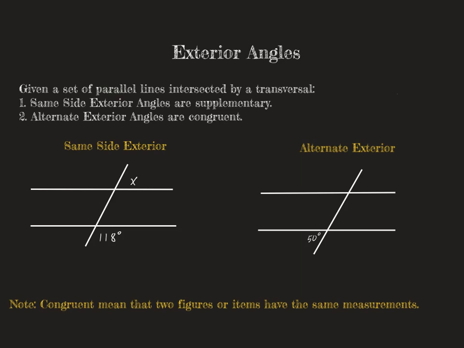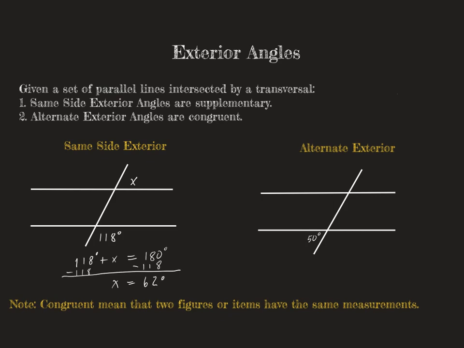So that means that 118 plus x is going to be equal to 180 degrees. Subtract 118 from both sides. You get that x is equal to 62 degrees.